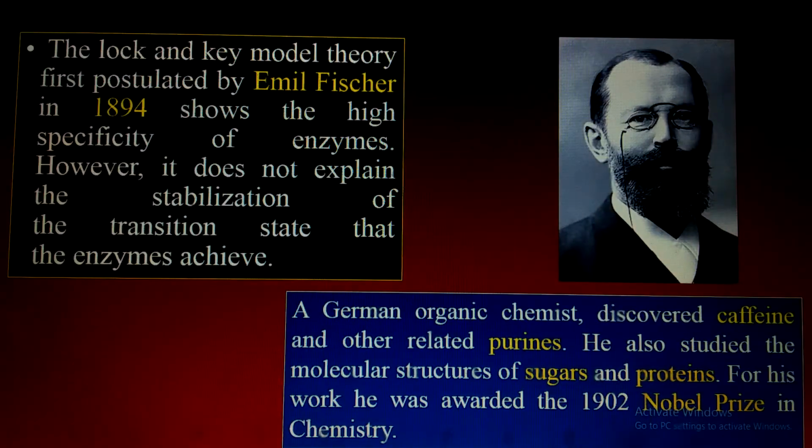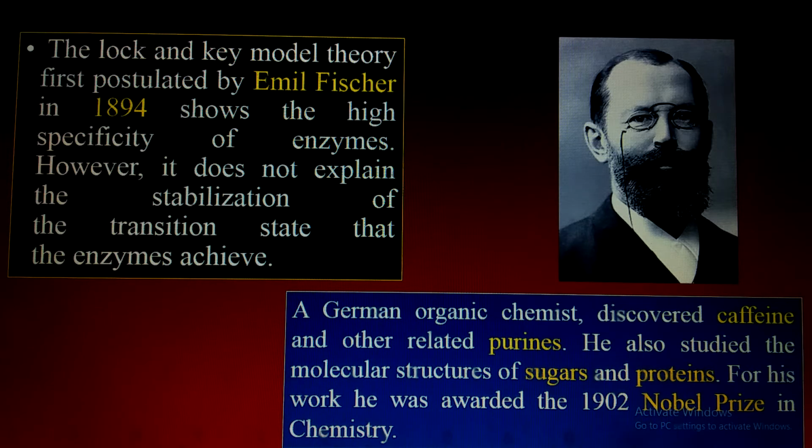The lock and key model was postulated by Emil Fischer in 1894. It shows the high specificity of the enzyme. However, it does not explain the stabilization of the transition state, meaning the changes at the active site, which were not confirmed by Emil Fischer.